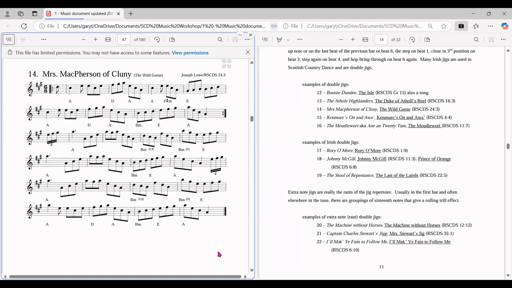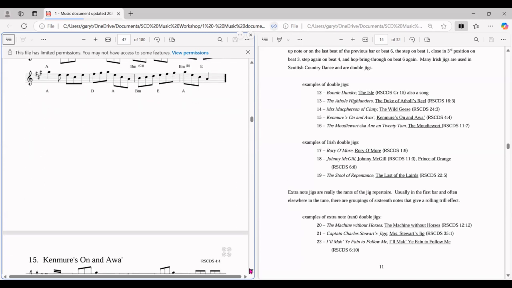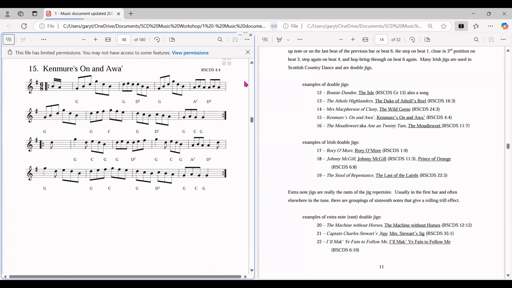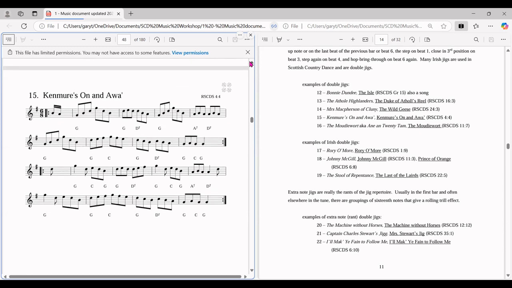So yes, there are some quarter notes at the beginning of bars 1 and 3, but for the most part the tune is filled with 8th notes, da da da da da da, and that really pulls you forward nicely. The same with number 15, Kenmure's On and Awa. Ready, and.